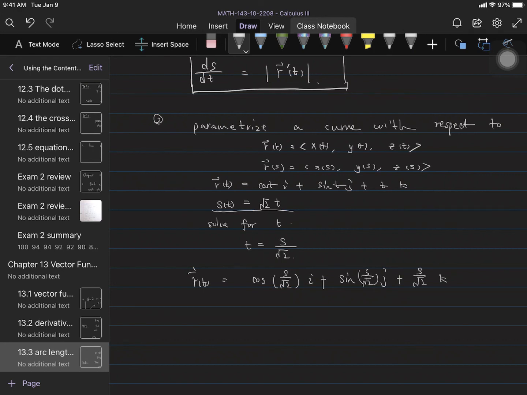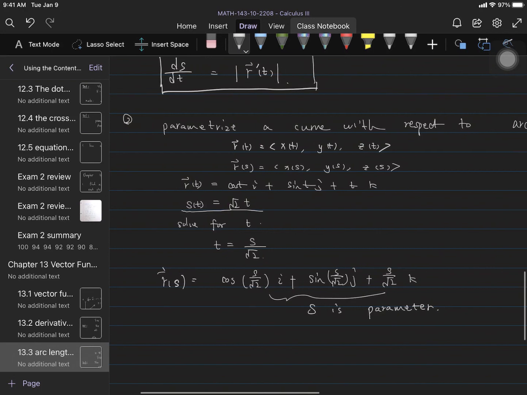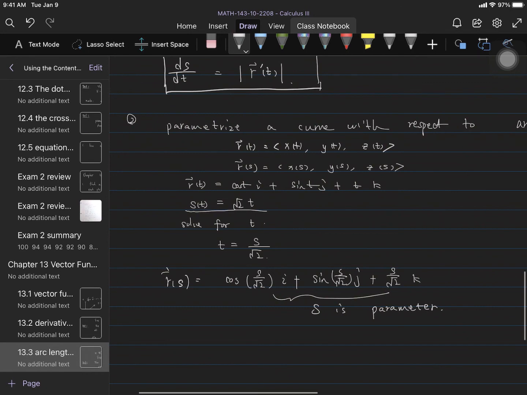And you can take a look: what is the parameter right now? They are all s. s is the parameter, right? So we can also write this as r(s). This is called parameterizing a curve with respect to the arc length. That means we can write the vector function in terms of the arc length.